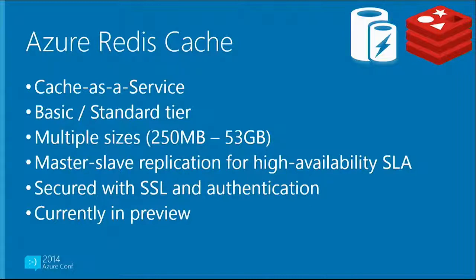So Azure Redis Cache is a cache service that you can just create in a couple of clicks. You can define the size of the cache that you want. You can define the type of tier that you want, whether it's a basic or a standard tier. We'll talk in a couple of seconds about the difference between these 2 types. When you create a standard tier cache, you also get 2 server nodes. So one acts as a master, the other acts as a slave, and they have replication between them.